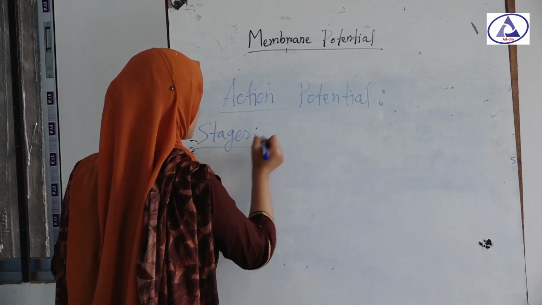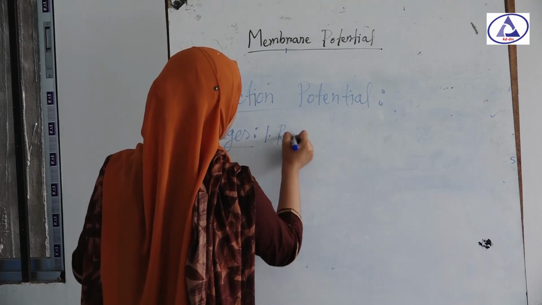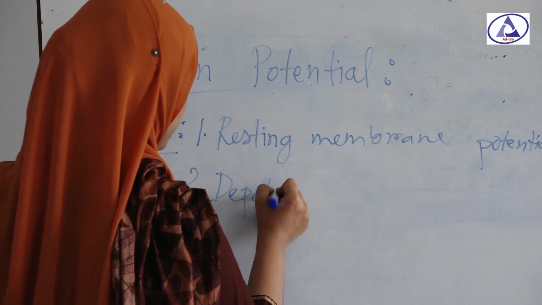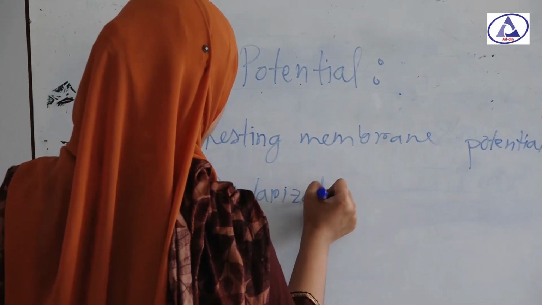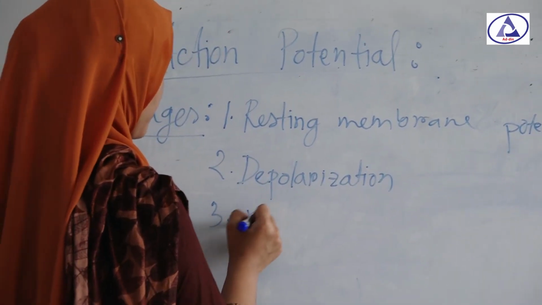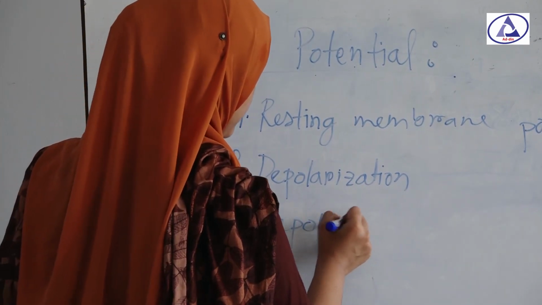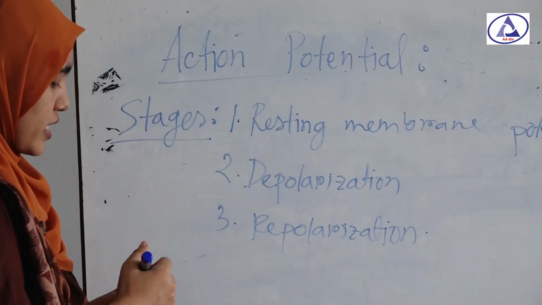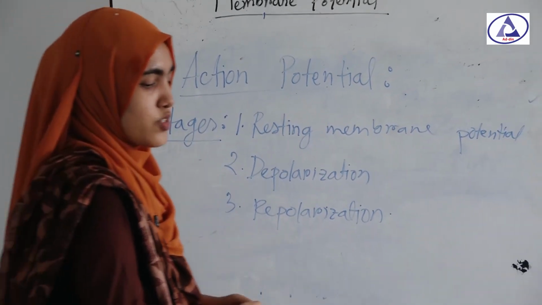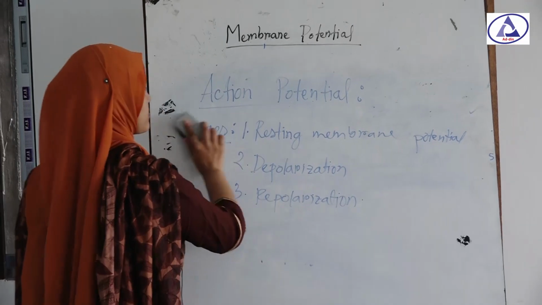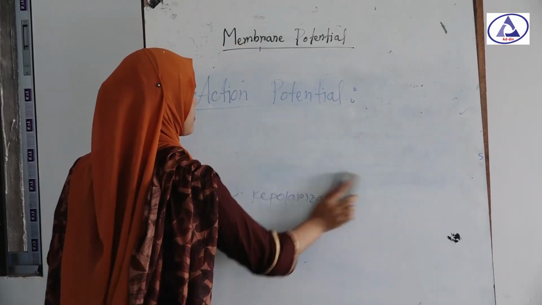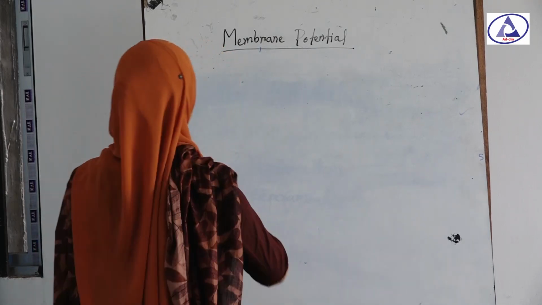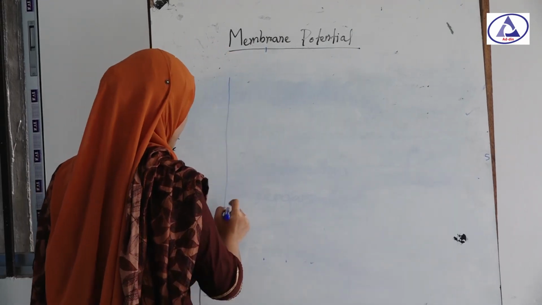Stages of action potential are resting membrane potential, then depolarization and repolarization. Okay, now let's understand these three stages by drawing a figure. I am drawing action potential of large nerve fiber.